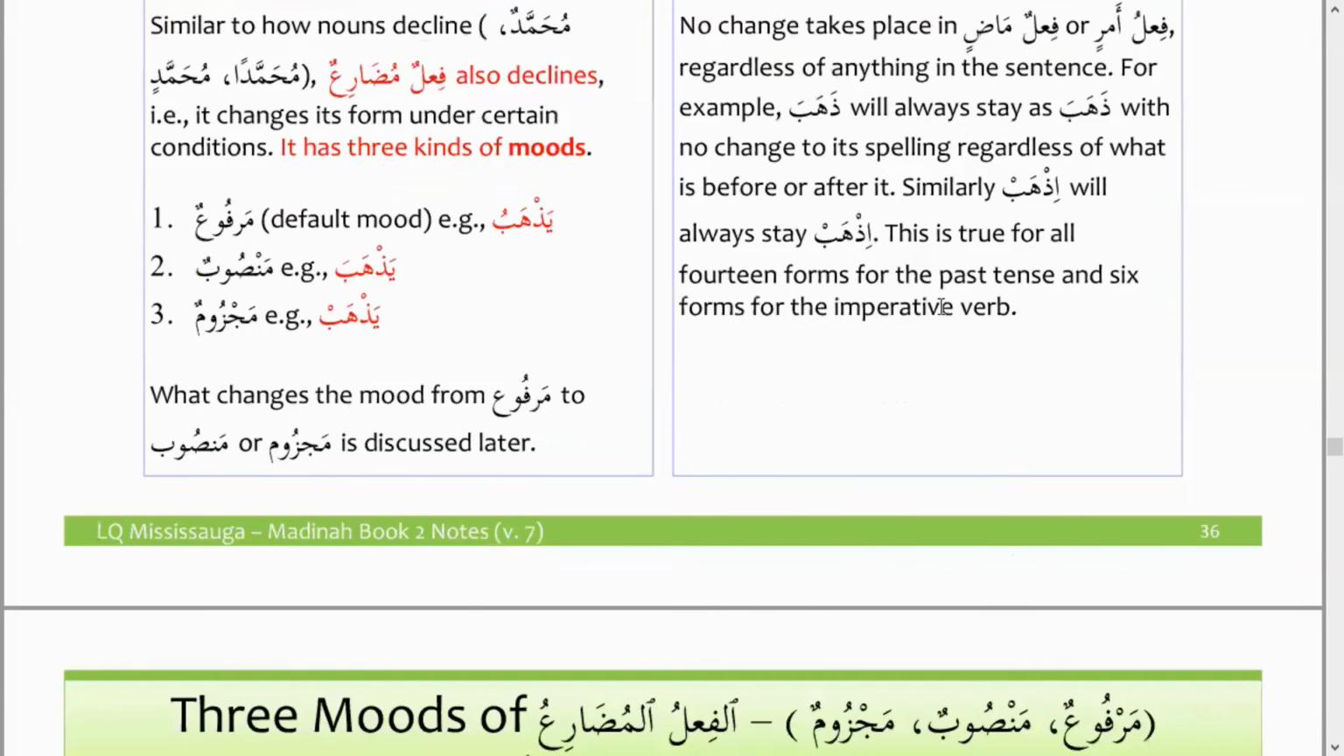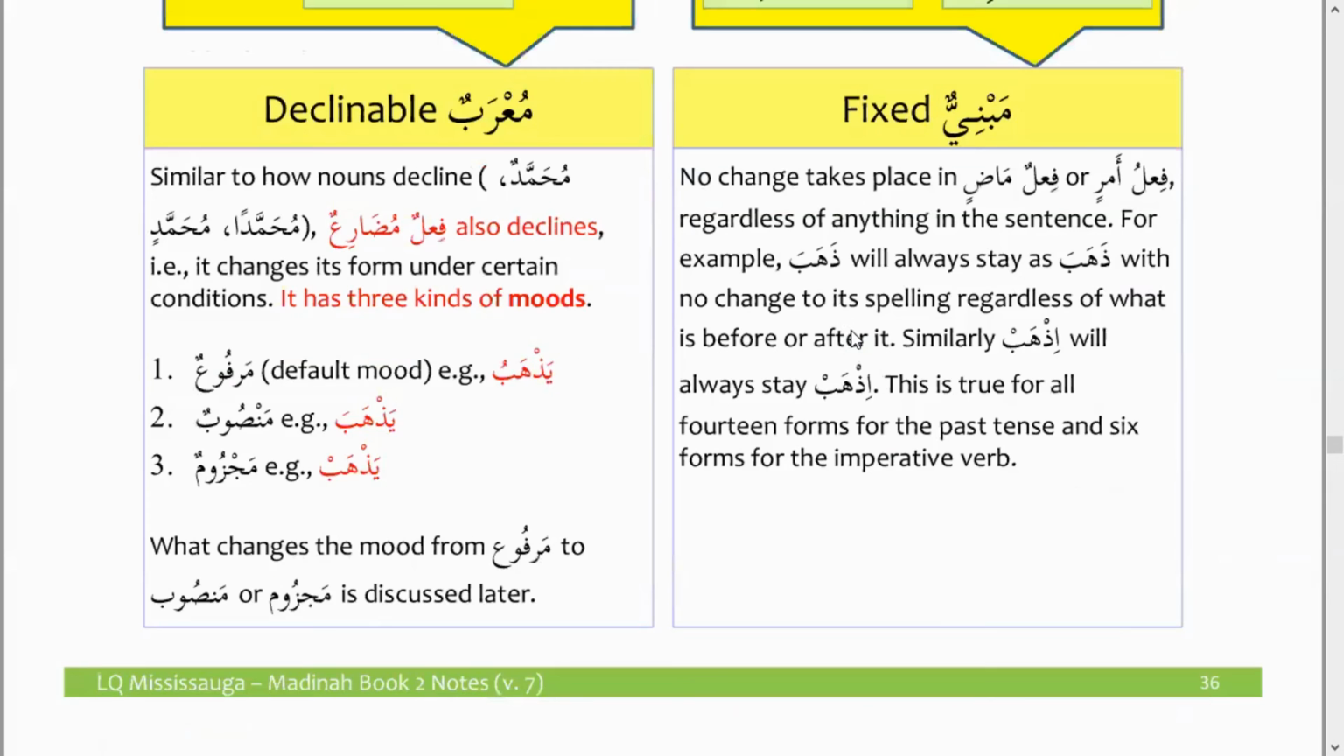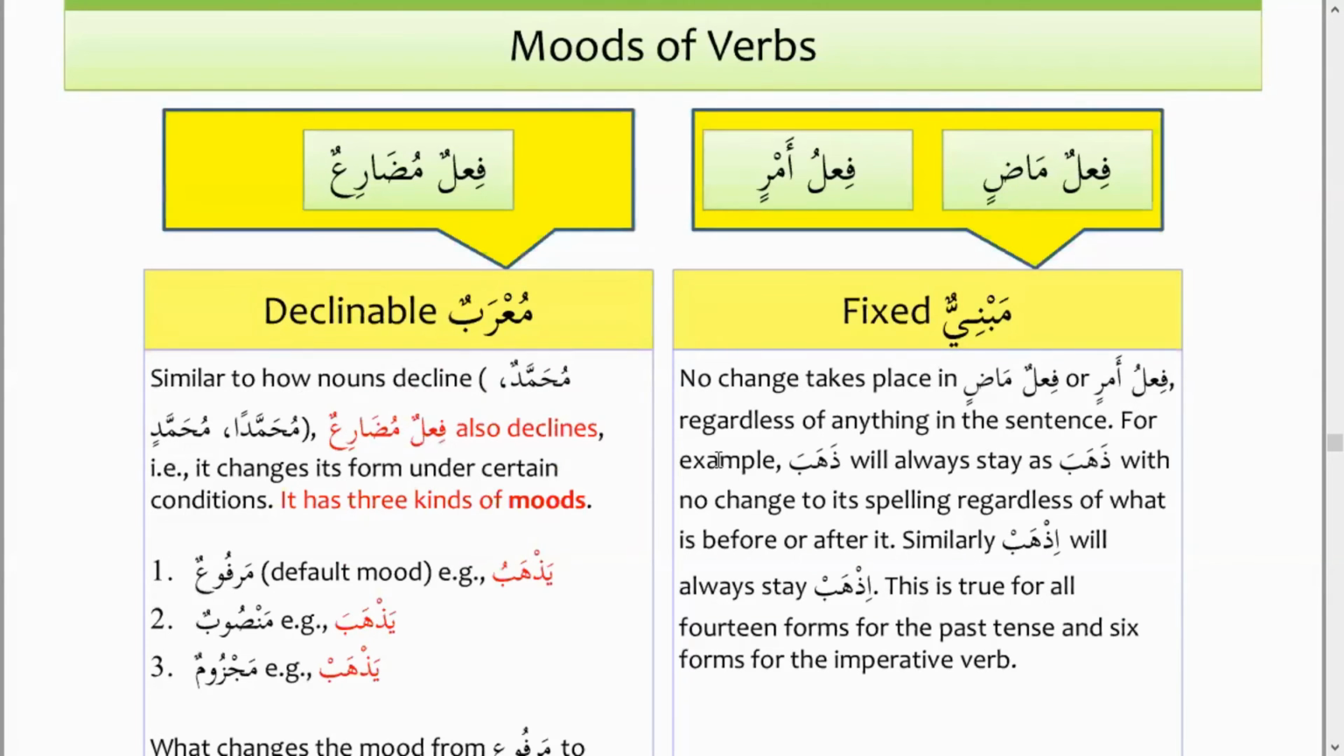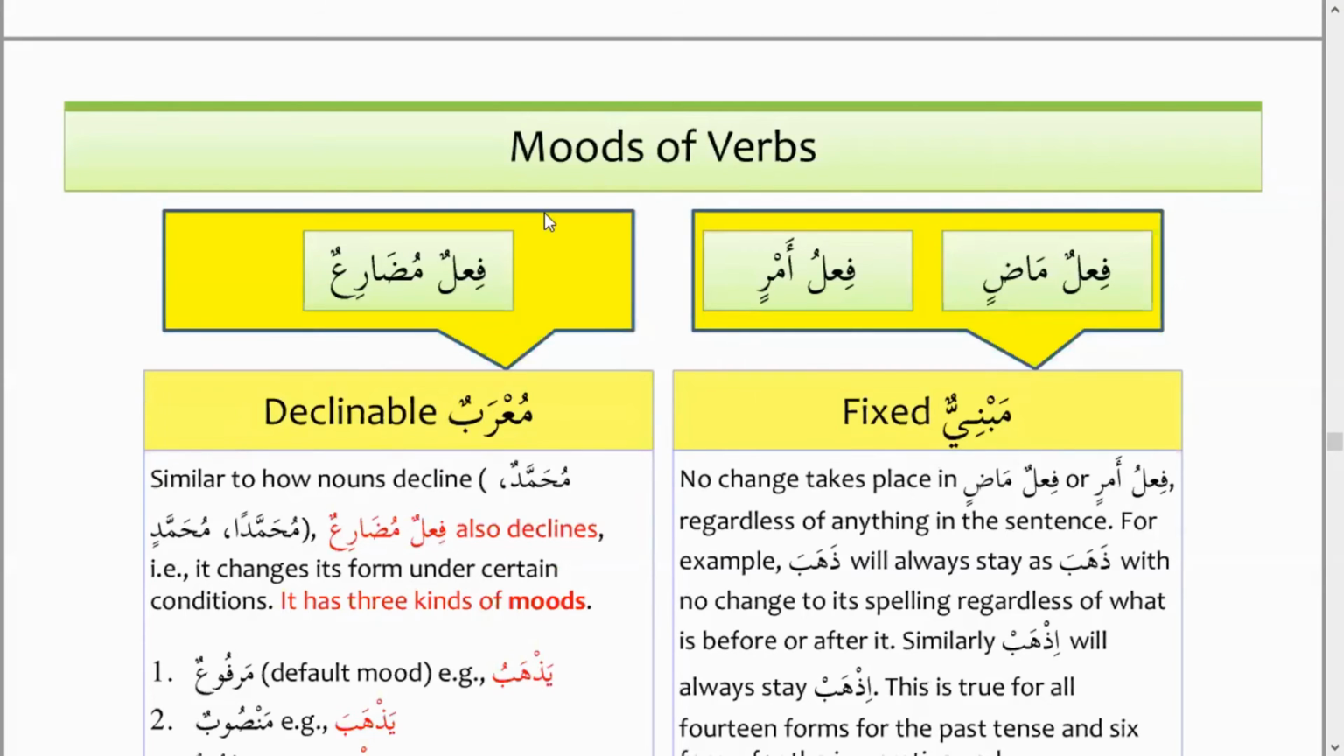Then this is the most important: the moods of the verbs. We need to always remember there's mabni and there's mu'arab. The opposite of mabni is mu'arab. What is mu'arab? It's declinable. Mabni is indeclinable; it will remain the same. Mu'arab is something which declines. Then in mu'arab, in nouns I'm talking about, there's munsarif, which is triptotes, and ghair munsarif, that is diptotes, like Ahmadu, Ahmada, Ahmada, and so on.